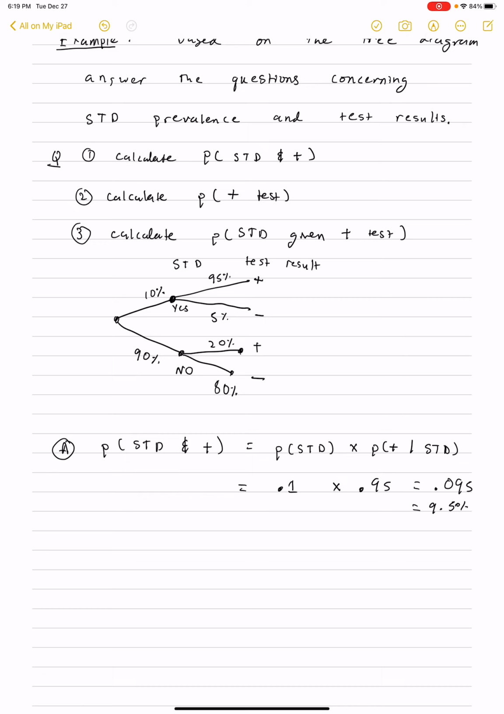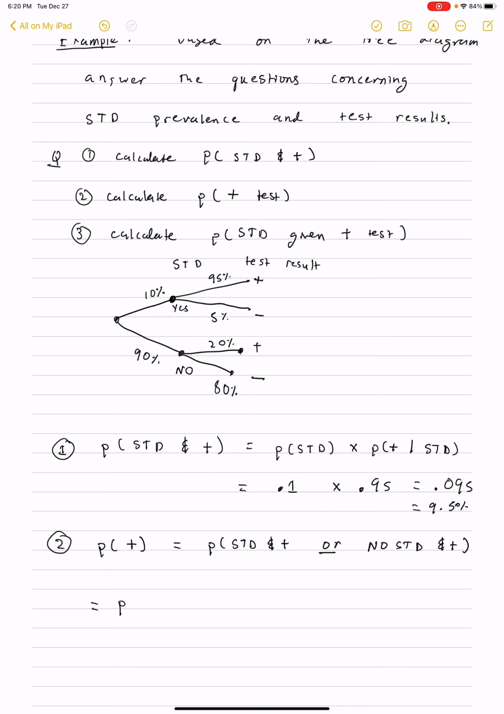I went to numeric things here, so A, B, and C. I'll change that to a 1. 2, what's the probability the test is positive? Now, there's two ways for a positive test result. That is the probability of an STD and a positive test result. We just calculated that above. Or no STD and a positive result. Okay, so we have this or, that's the general addition rule.